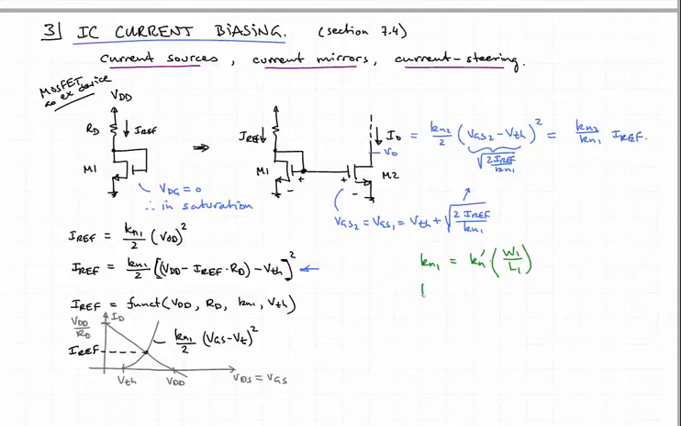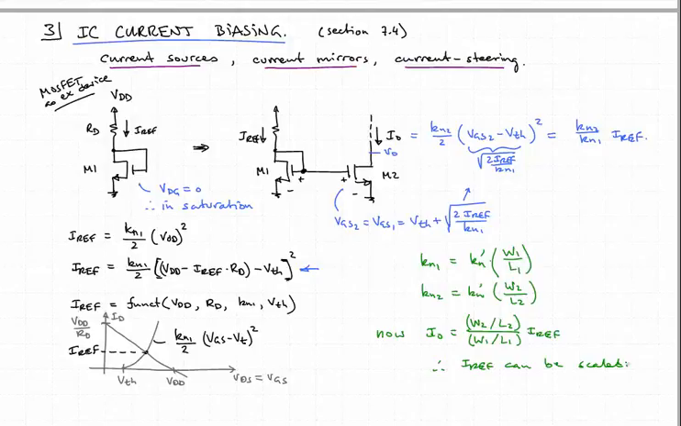And so this becomes handy because now we can do the same for Kn2, and now we can say that I0 is equal to W2 over L2 divided by W1 over L1 times Iref. So therefore, Iref can be scaled.